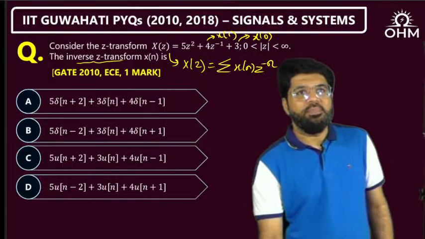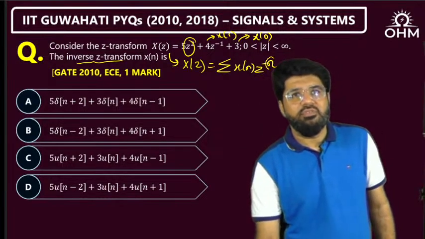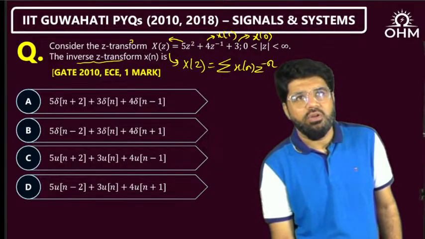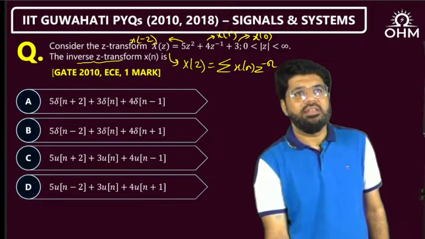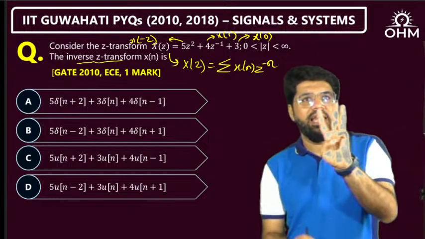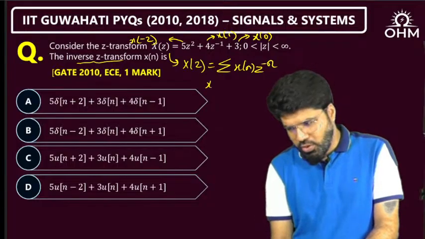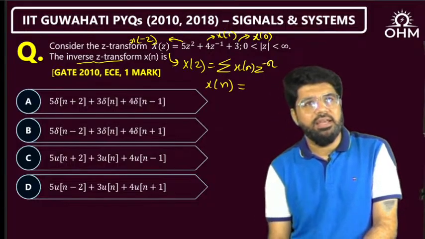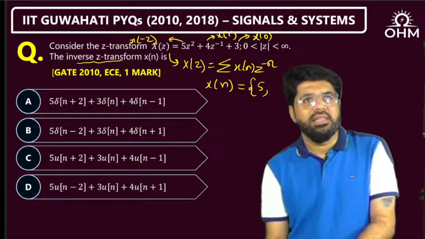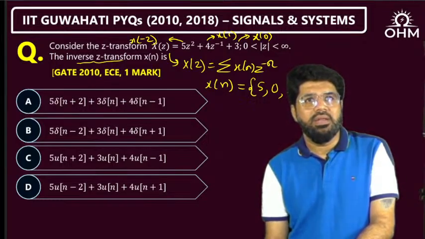Okay, now z power plus 2 will come if you choose n as minus 2. If you choose n as minus 2, you can call this value the value of the signal at minus 2, correct? Okay, and hence the signal xn has only 3 samples. Xn is given by value 5, then the value at origin is 3, then the value at n equal to 1 is 4. That's what this is, origin 5034.